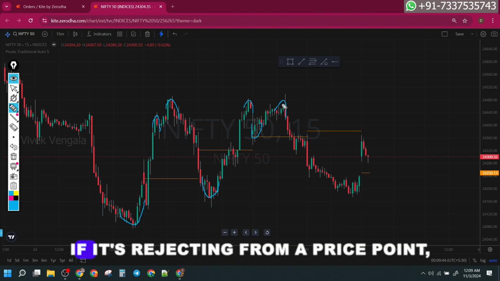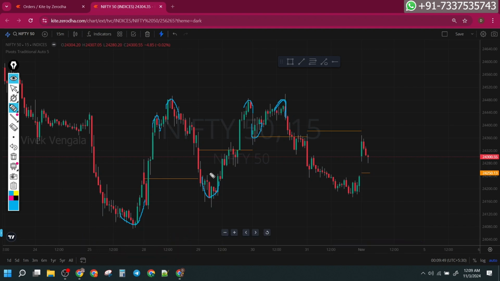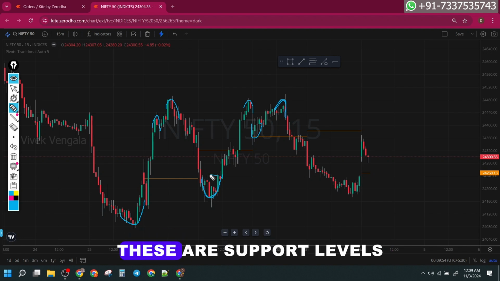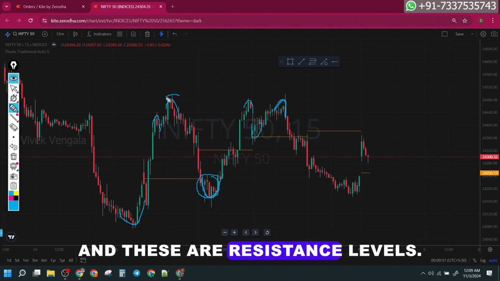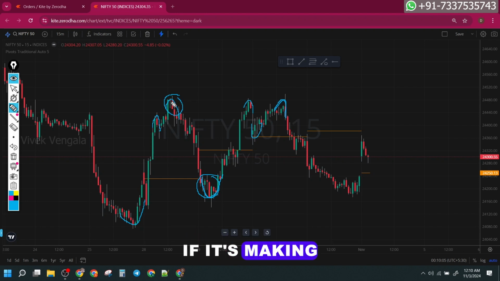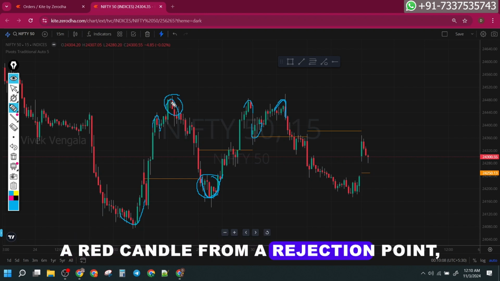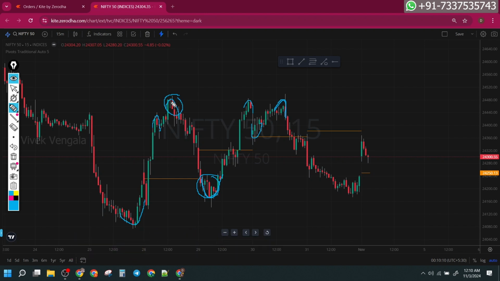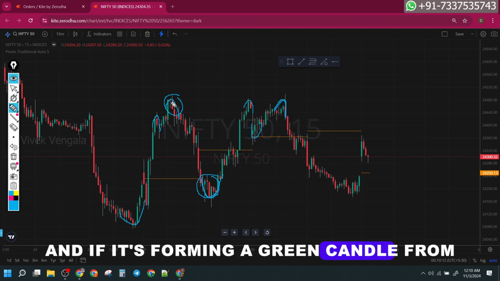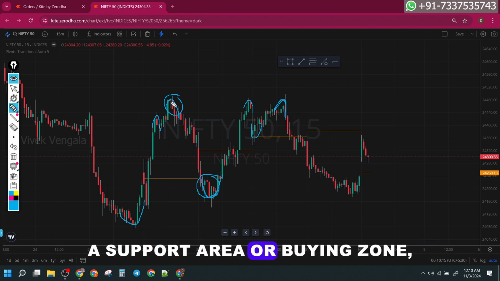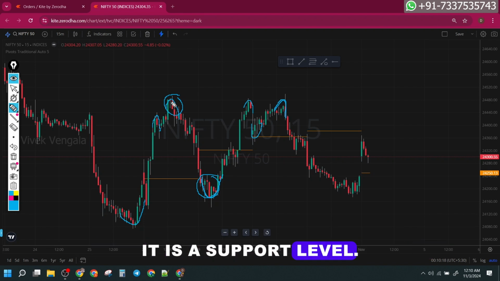This is a resistance. If it's rejecting from a price point, it is a resistance, and if it's going higher from a point, it is a support. These are support levels and these are resistance levels. If it's making a red candle from a rejection point, that is a resistance, and if it's forming a green candle from a support area or buying zone, it is a support level.